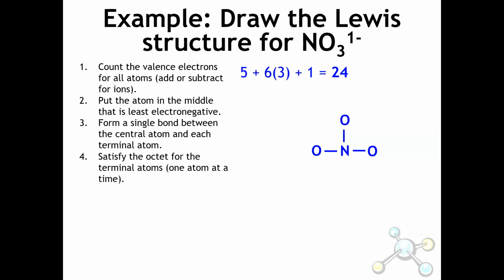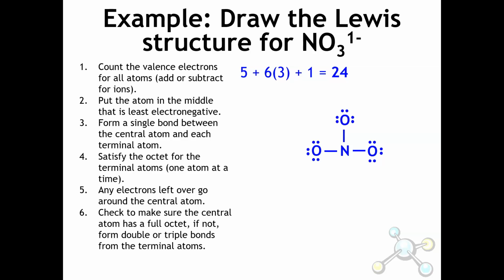I'm just going to count. Right now we have 6 electrons in our Lewis structure. So this is going to be 8, 10, 12, 14, 16, 18, 20, 22, and 24. And I ran out of electrons. We don't have any remaining electrons.